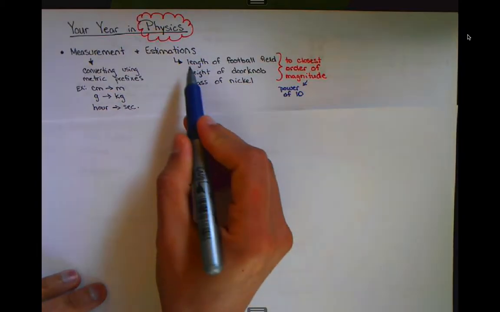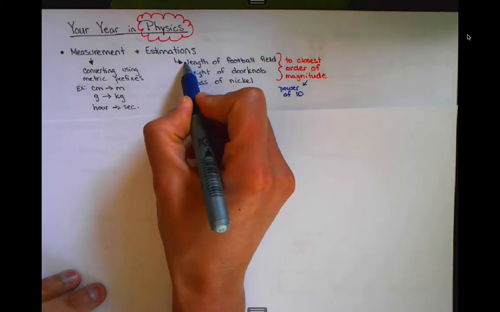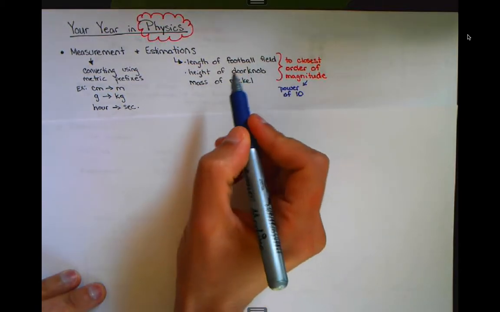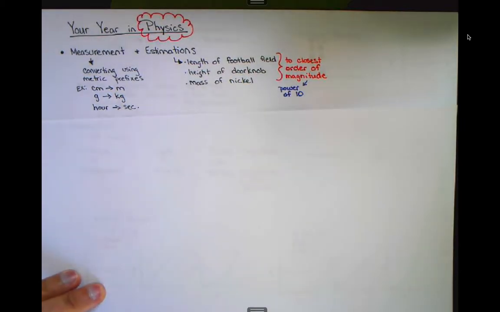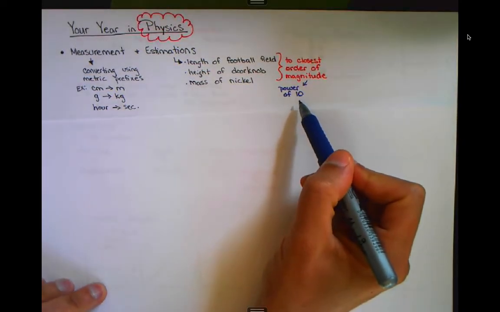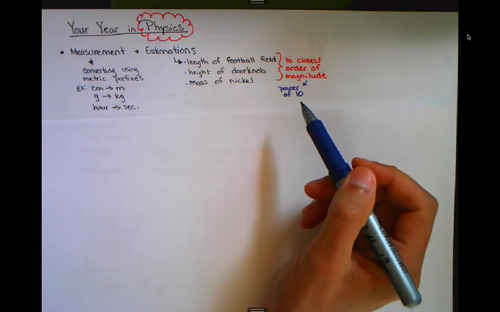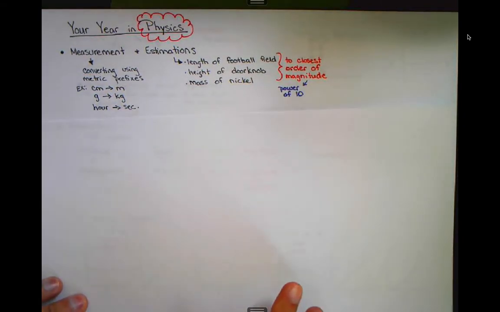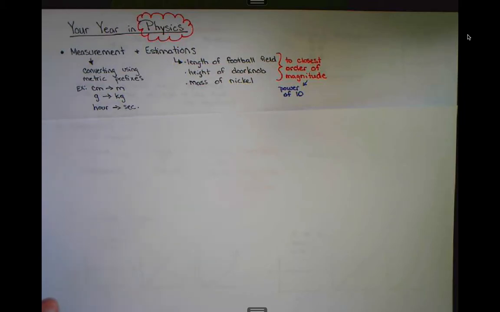These are typical questions that you will see, right? Estimate the length of a football field or the height of a doorknob above the floor. Maybe estimate the mass of a nickel or a chicken egg. And you're going to estimate to the closest power of 10, right? The closest order of magnitude based on the unit that's given. Right? So typically you're estimating in the base units, meters, kilograms, right? Things like that. Then we started to get right into kinematics.